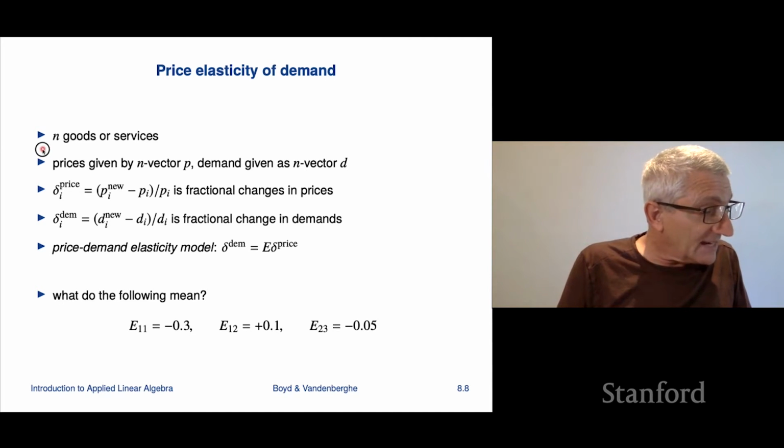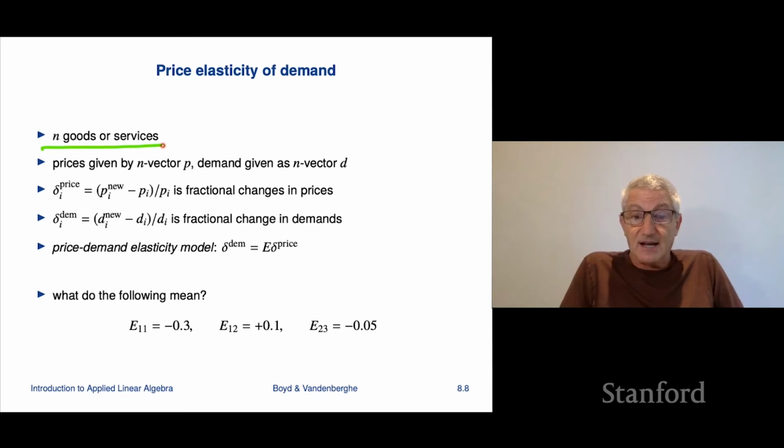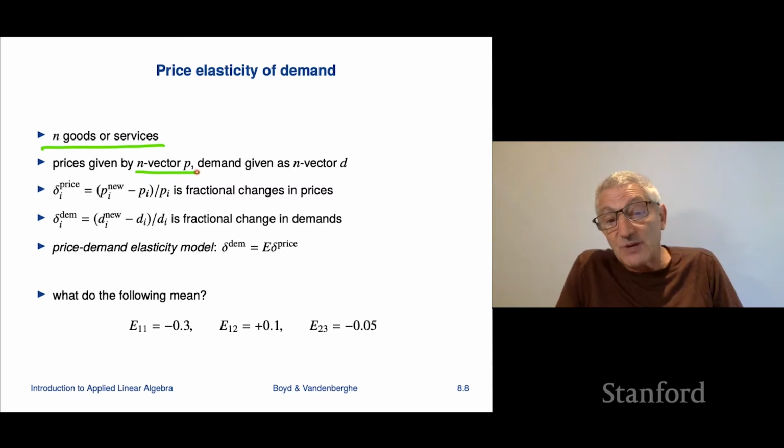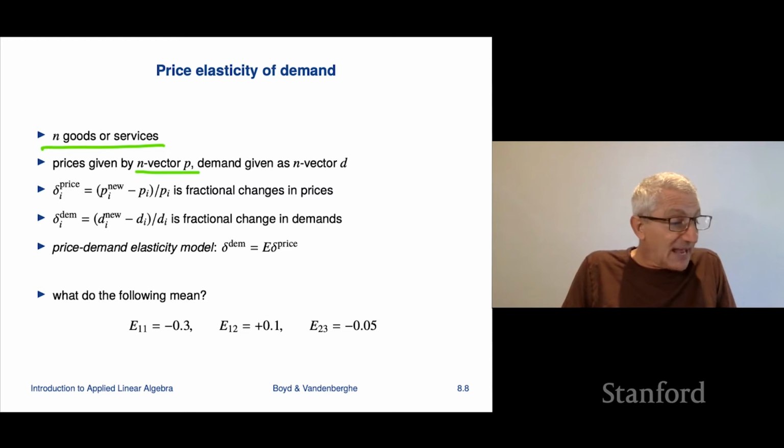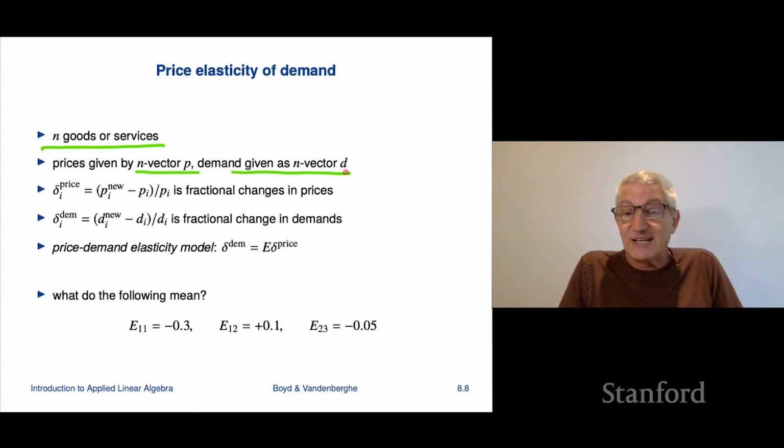Okay, so our first example is from economics. So here we have n goods or services. I'll just imagine them to be n goods. And we have the prices for those goods, the market prices, given by an n vector p here. So p3 is the current price of item or good 3. And we have demand, and that's given as an n vector d. So d4 is the demand, the number of units of good 4.